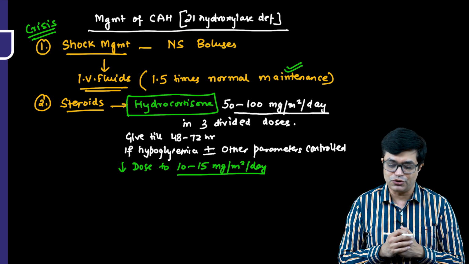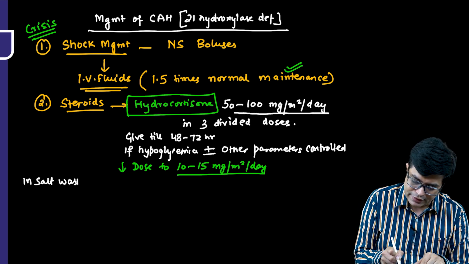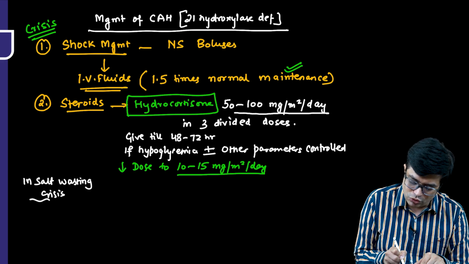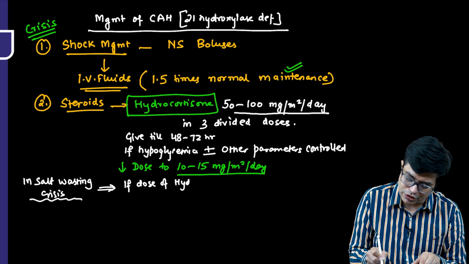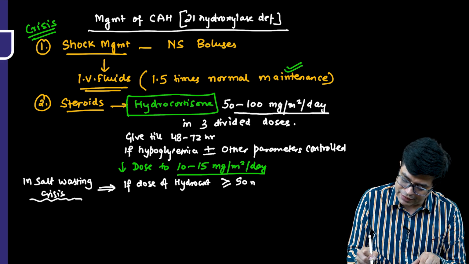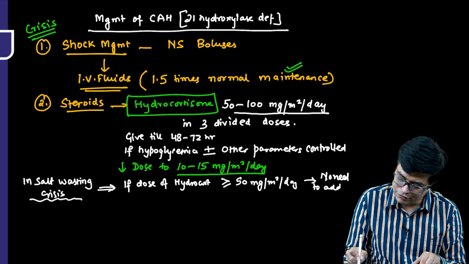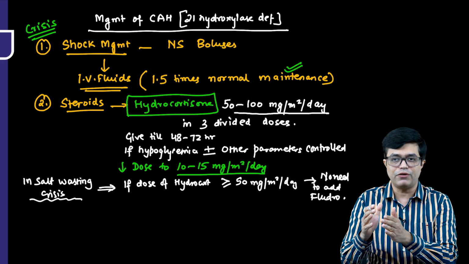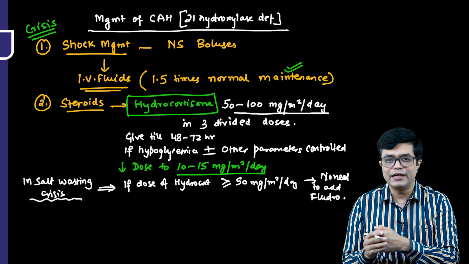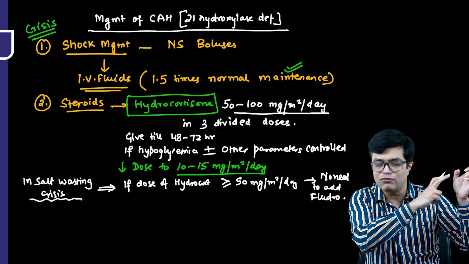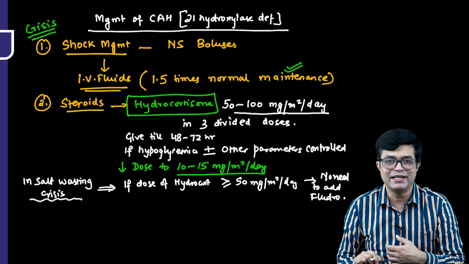This is regarding hydrocortisone. Now, what about fludrocortisone? In salt wasting crisis, remember that fludrocortisone is needed. However, if dose of hydrocortisone is equal to or more than 50 milligrams per meter square per day, there is no need to add fludrocortisone. Why? Because in this dose of hydrocortisone, it also has a strong mineralocorticoid action. And adding fludrocortisone can sometimes actually make the patient swing as a pendulum from one end of spectrum to the other end of spectrum. Right? Too much of rapid change in hemodynamics is always deleterious for the patient.